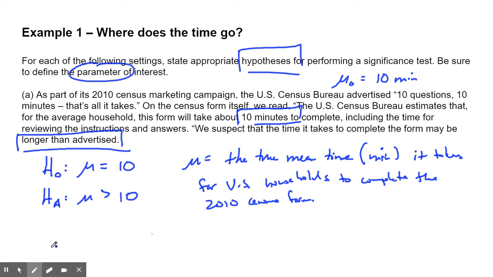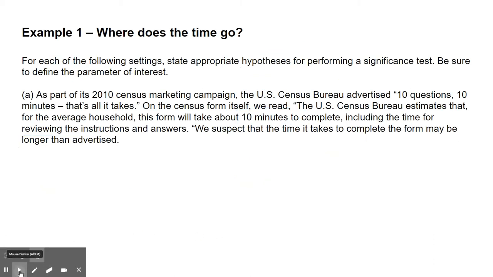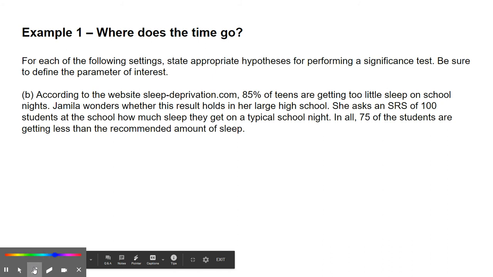Okay, all right, next problem, or next part, I should say. Okay, same kind of thing. So according to the website sleepdeprivation.com, 85% of teens are getting too little sleep on school nights. Jamila wonders whether this result holds in her large high school. She asked an SRS of 100 students at the school how much sleep they get on a typical school night, and 75% of the students are getting less than the recommended amount of sleep.